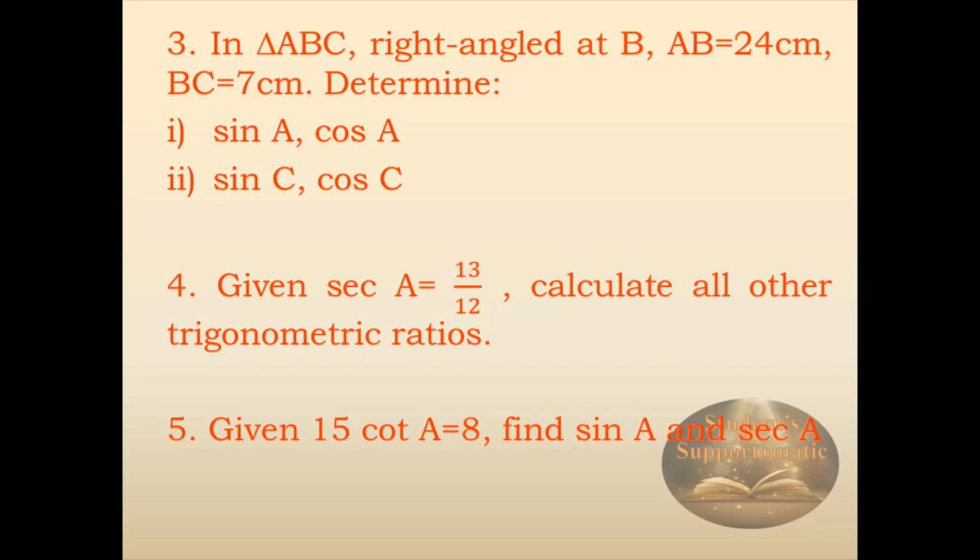Next, given secant is equal to 13 by 12, calculate all other trigonometric ratios. Only secant is given, you have to calculate sine, cos, tan, cot and cosecant. The last problem is: 15 cot A is equal to 8. Find sin A and secant A. These are the three problems. You solve them by yourself and comment your answers.